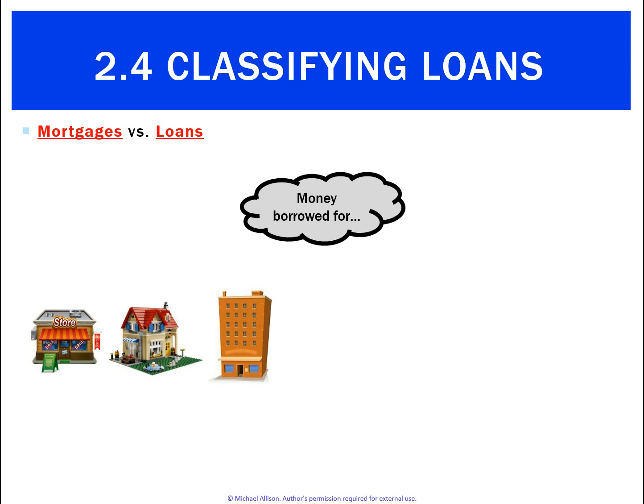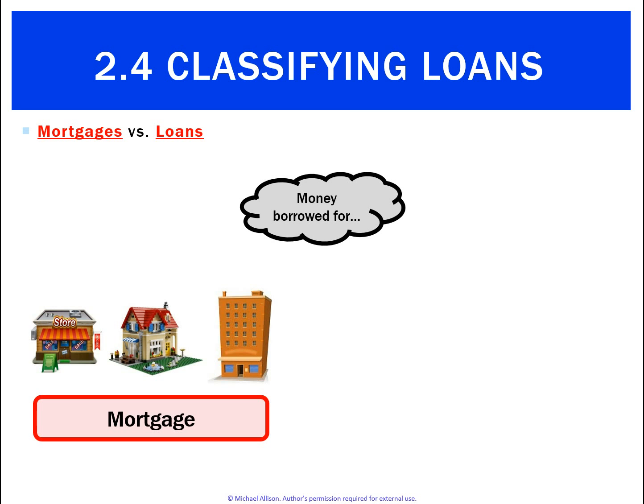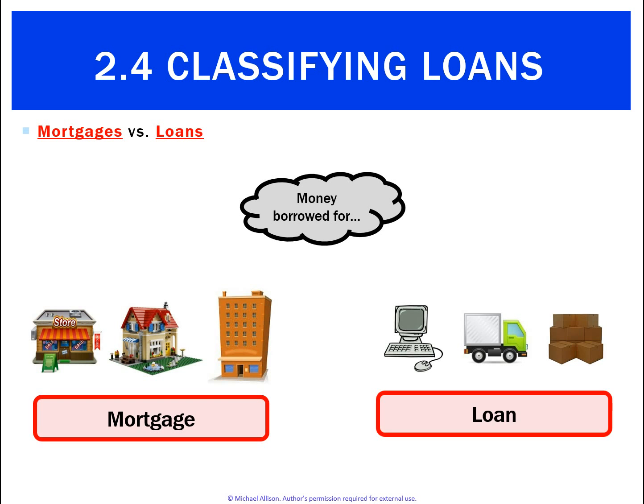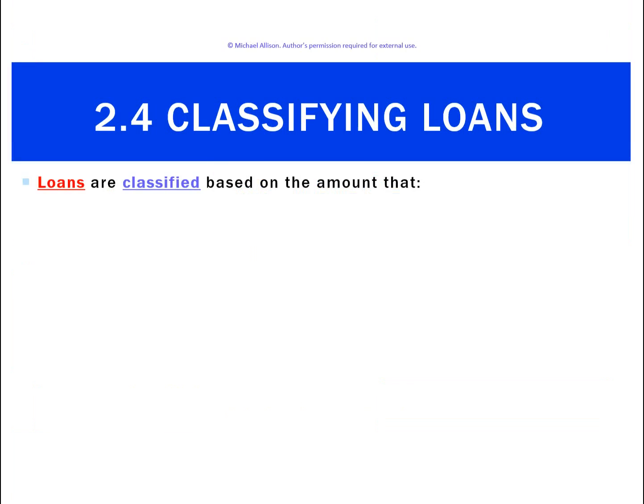If the money's been borrowed for property, buildings, premises, that sort of thing, that's a mortgage. If you borrow the money for basically anything else, so computers, a car, even stock, that's classified as a loan. So essentially they're both loans. A mortgage is just a loan for a property.